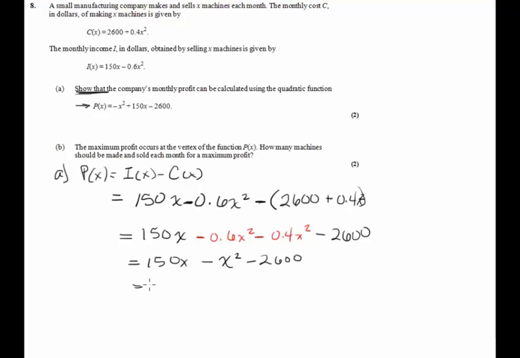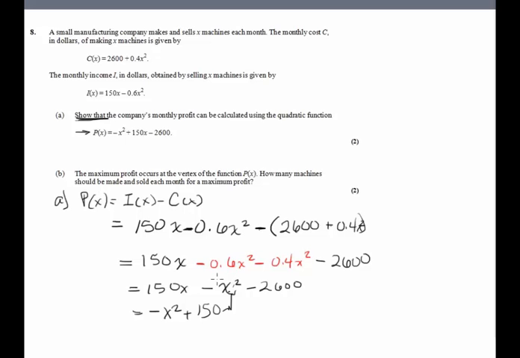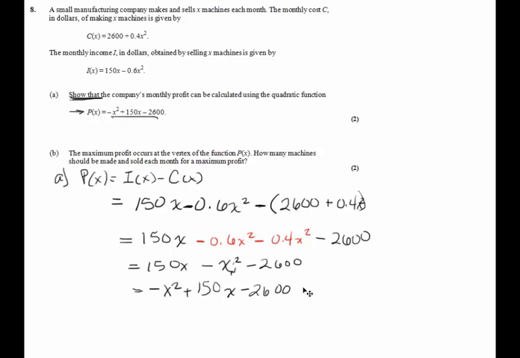Almost. We're just going to rearrange. And there you see, you have shown that P of x equals negative x squared plus 150x minus 2,600, which is the answer they already gave you. Okay, so moving on to part B.